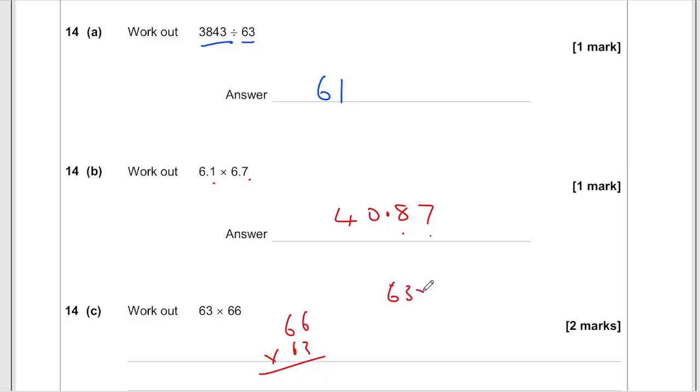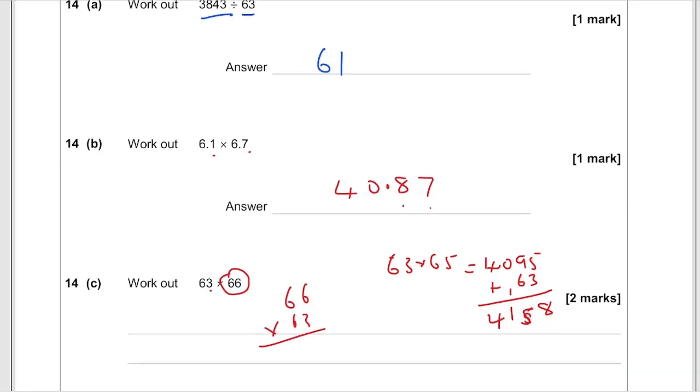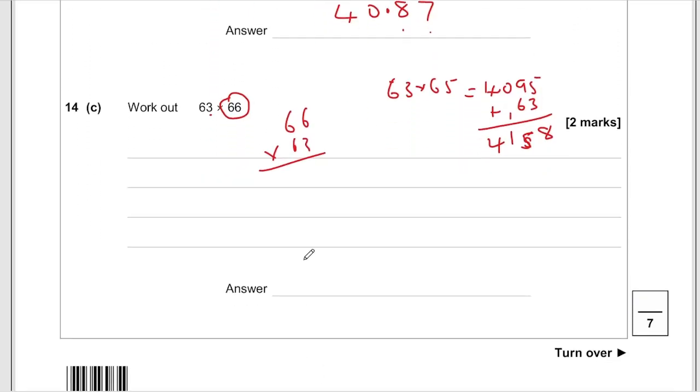So 63 times 65 is 4,095. So I just need to times one more lot of 63. So I'm going to add 63 to that. So that gives me 8, 5, 1, 4, 4, 1, 5, 8. Okay, so going down to the answer line, 4158.